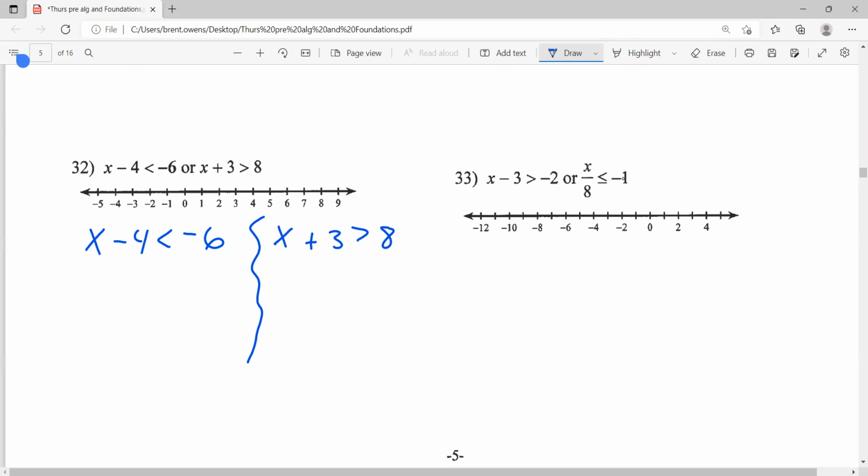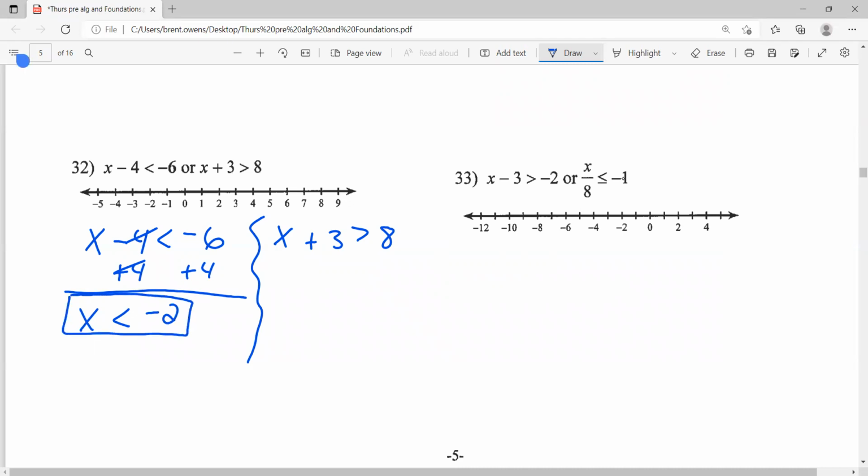So what you do first is add 4 to both sides. That's the constant, we're going to get rid of that first. They cancel each other out. We call that a zero pair. And we're left with x is less than -2. And that's our first answer that we're going to be graphing.